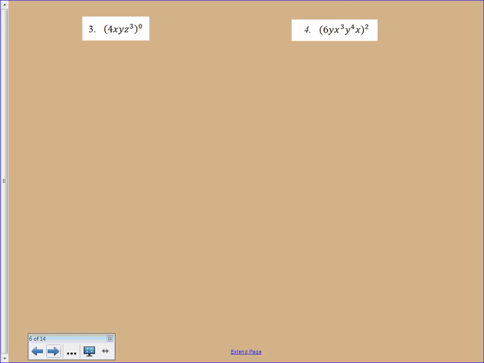I want you to take a second and simplify number 3 yourself. So ask yourself, when you raise something to the 0 power, what should the answer be? All right, let's take a look at number 4. So for number 4, this looks a lot more crazy than it is.